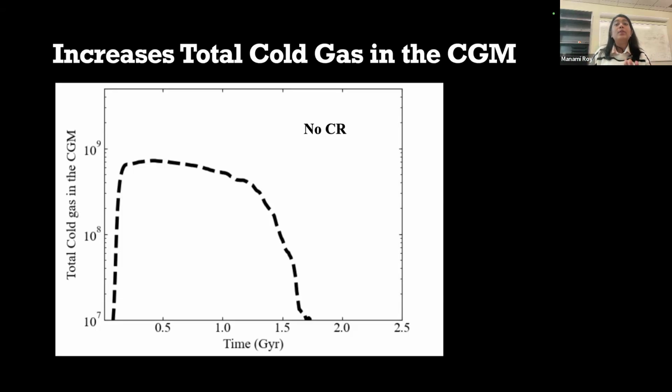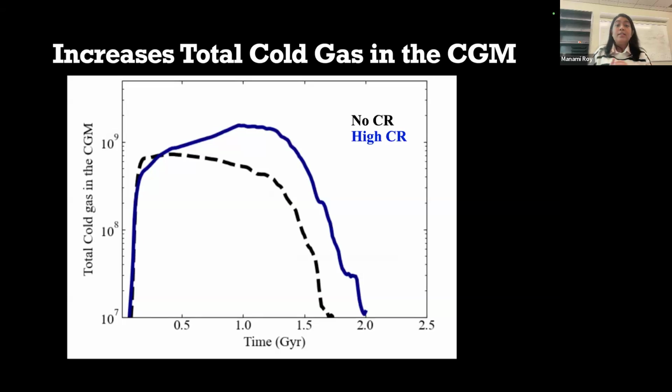So this is the total cold gas in the CGM, which is coming from the satellite contribution. You can see that this is the no cosmic ray curve, and this is total cold gas in the CGM on the y-axis, and this is the time on the x-axis. So you are seeing the time evolution of this total cold gas in the CGM. And if I plot the high cosmic ray run on top of this, you can see this total cold gas in the CGM from the satellite galaxy also increases for the high cosmic ray. This is because this stripped gas is surviving more, it is also mixing more, and it is growing in mass. So it actually contributes more cold gas to the CGM.